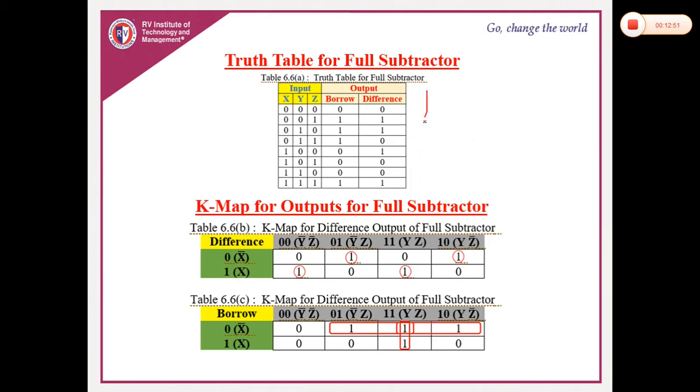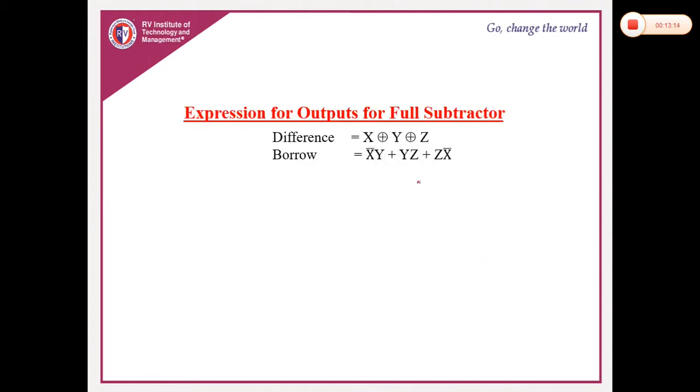Once you are able to write this truth table, our duty is to find the expressions for difference and borrow. How to get the difference expression? Use the K-map. For that, you write the K-map and fill it. There is no octet possible, no quad possible, no pair possible, only single terms. After writing the expression, you can see it is the same as the sum expression, that is x XOR y XOR z. So sum and difference are the same for full adder and full subtractor. You should know that.